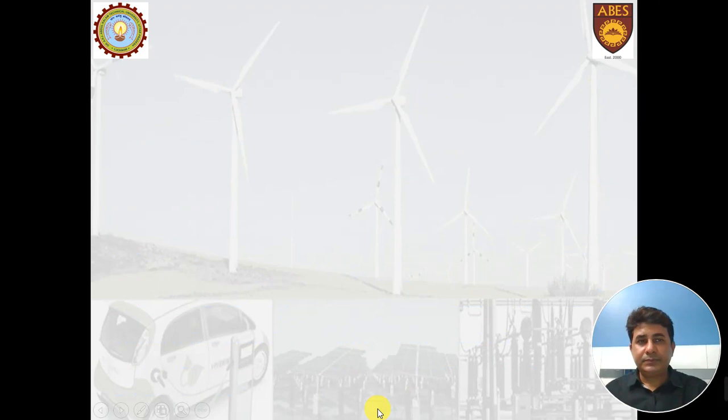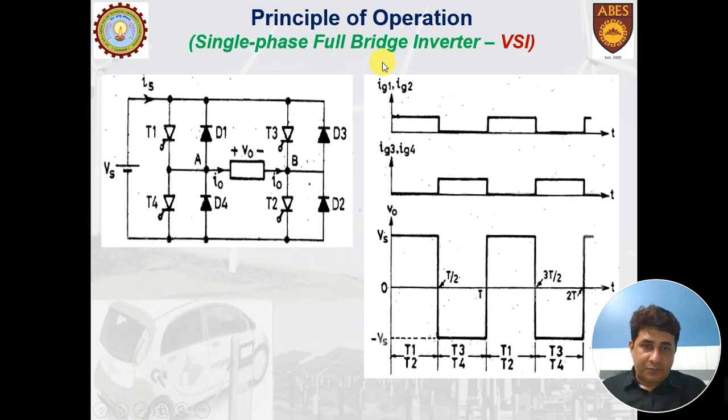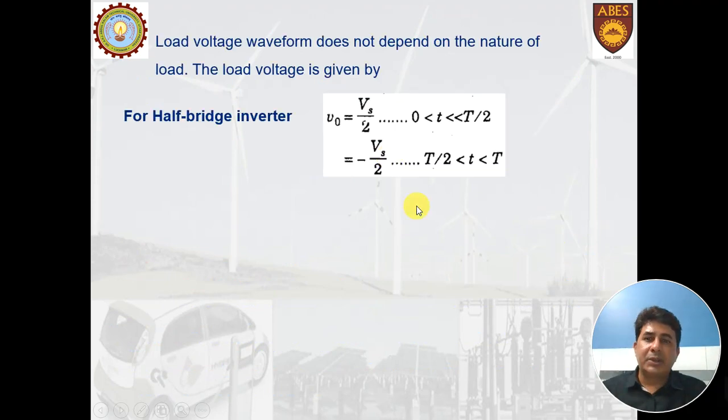Now, load voltage waveform. If you look at this waveform, this waveform will never depend upon the load. Whatever the load, the voltage will always be rectangular. Now, this output voltage is not dependent upon the load. Hence, we can say that the load voltage for half bridge inverter is Vs by 2 for half of the time and minus Vs by 2 for the other half of the cycle.